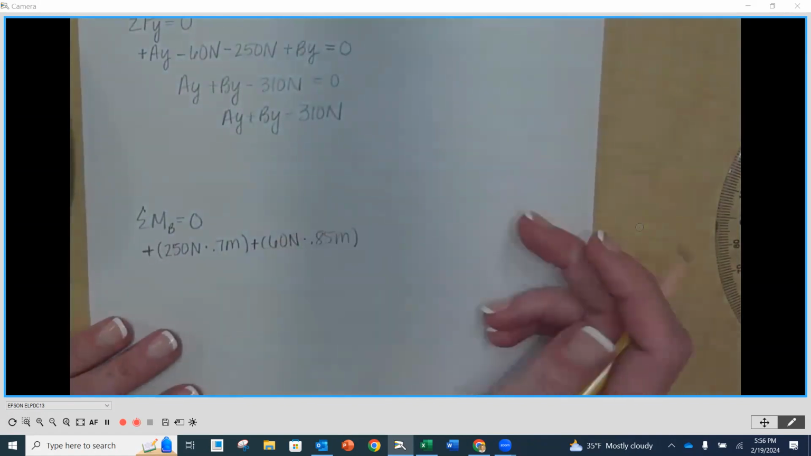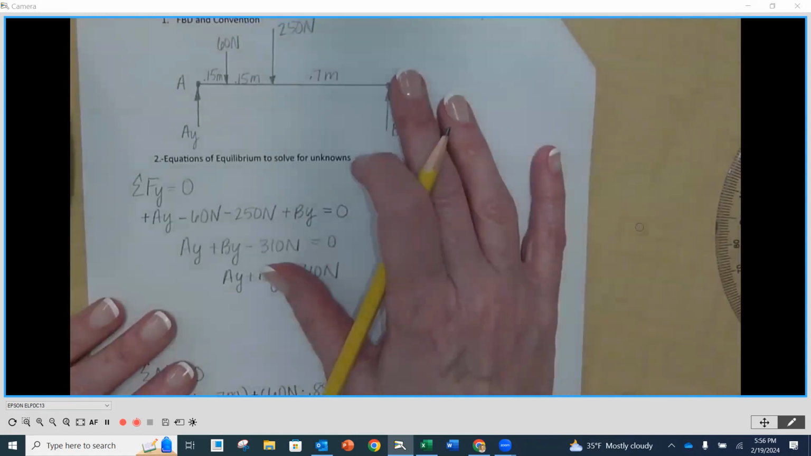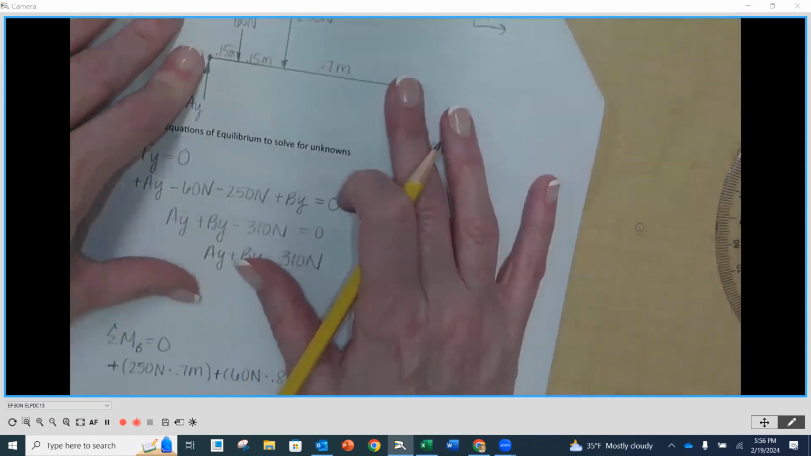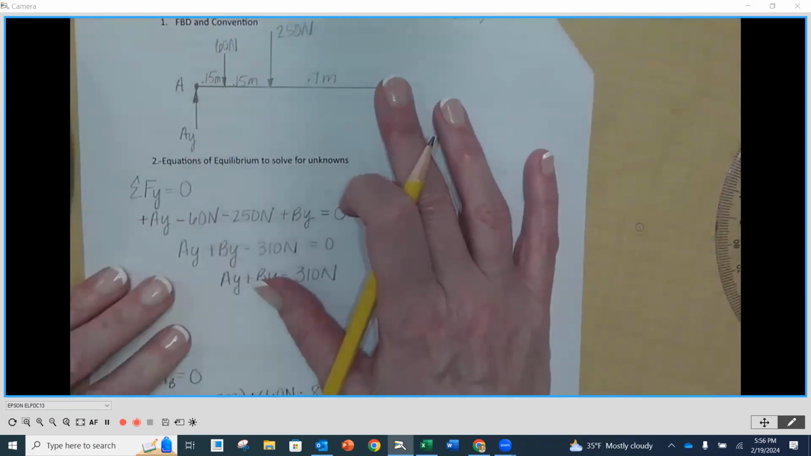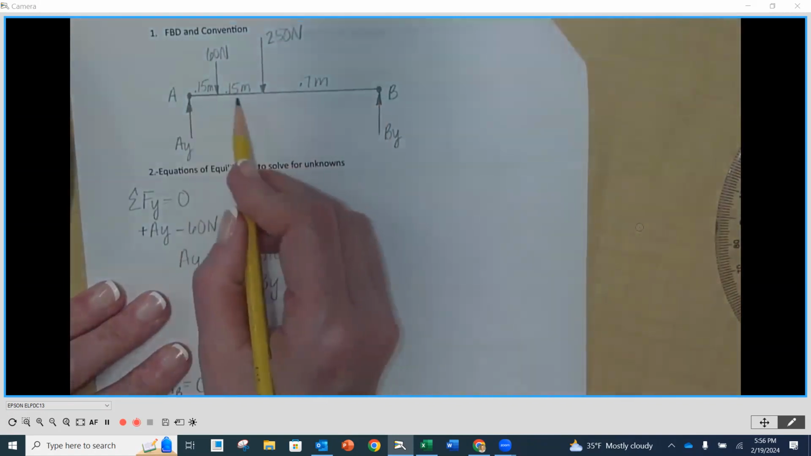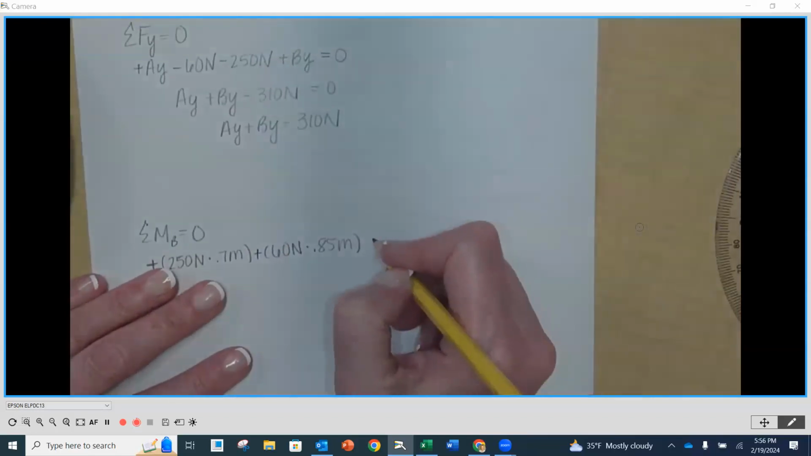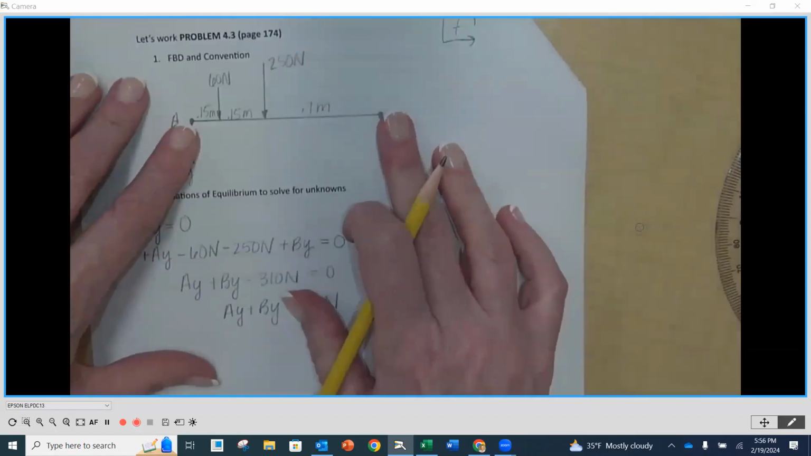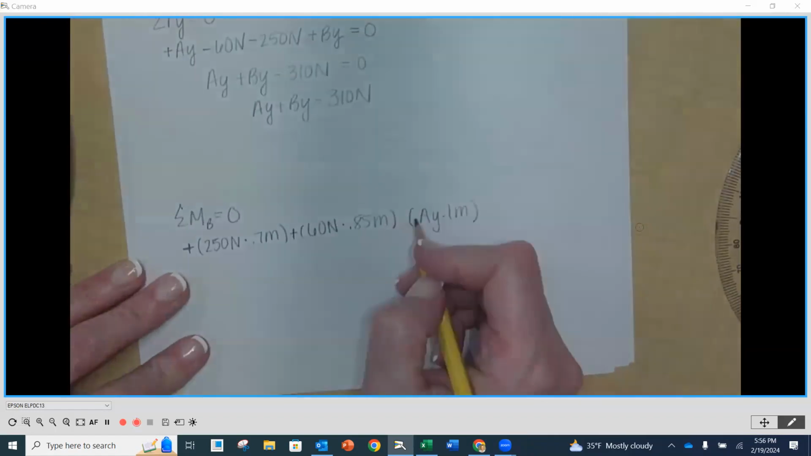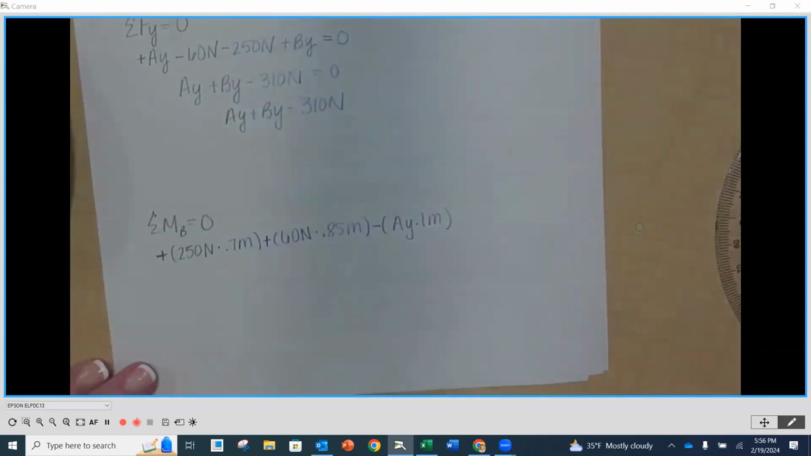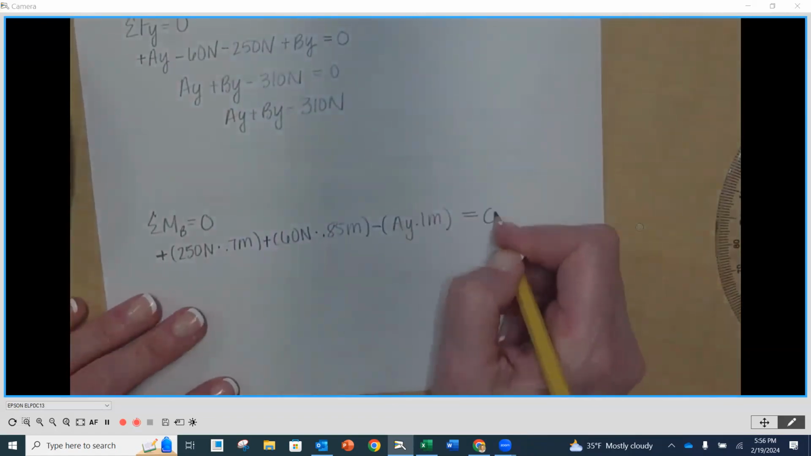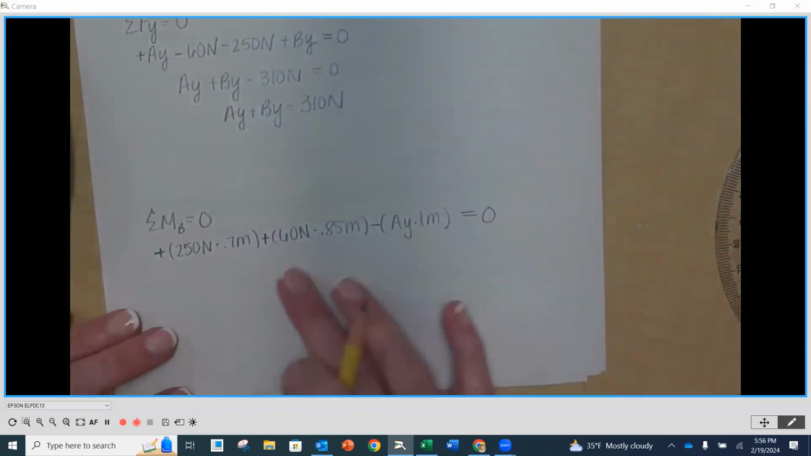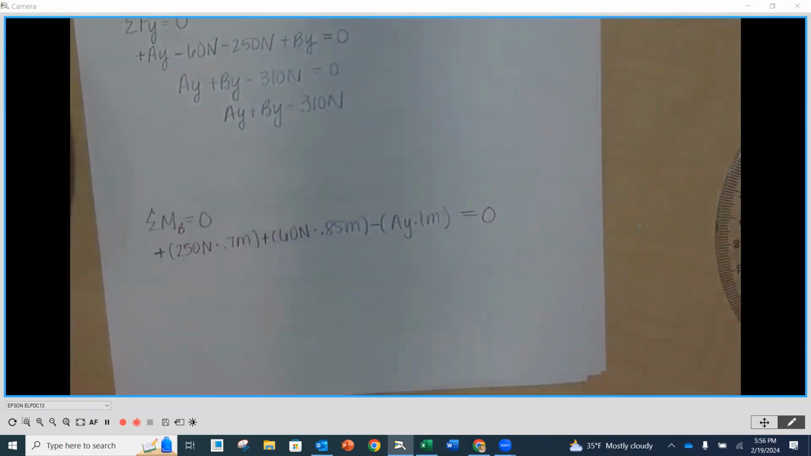And then my last force is my AY. Finger on B, go in the direction of AY. That is going to be 0.7 plus 0.3, which is 1 meter. So this is going to be AY times 1 meter. And it is going to rotate clockwise, so negative out front. I set that equal to 0. Now I'm going to combine what I can, and then I'm going to solve for AY.